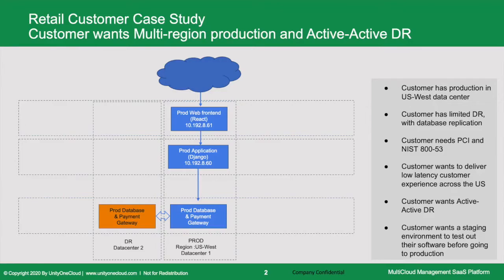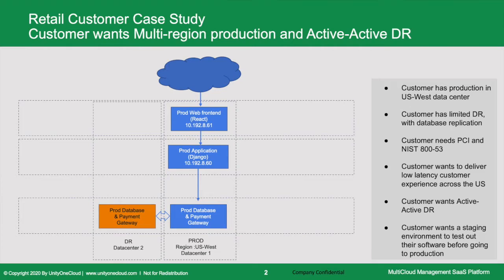My name is Abhijit Fanse from Unity One Cloud, and today I'm going to go through a customer case study in which the customer wanted to deploy multi-region production and active-active DR, which was achieved by implementing Service Mesh with Google Anthos Service Mesh Manager and modern DevOps.